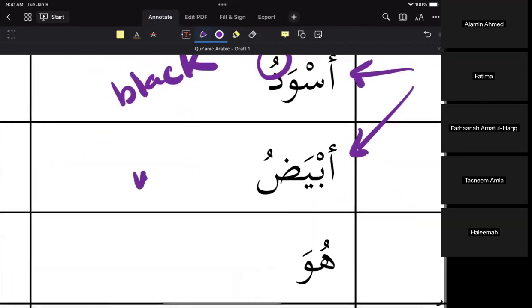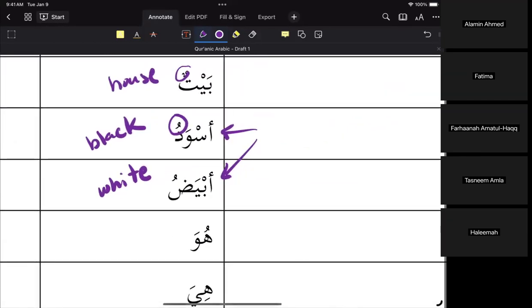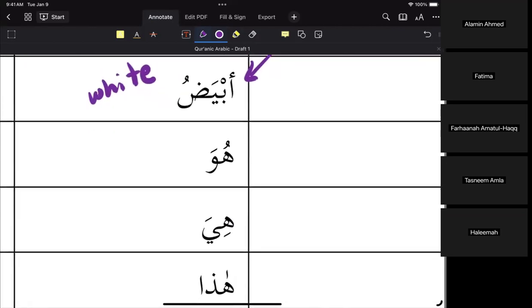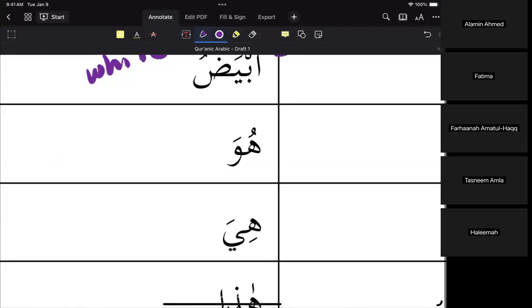This means white. So just keep in your mind that the default is that it will take tanween. The nouns and adjectives will take tanween, but oftentimes you will see some words that don't take tanween, and inshallah you will learn and recognize which word should take tanween and which word should not. It will be very easy when you study them, inshallah.